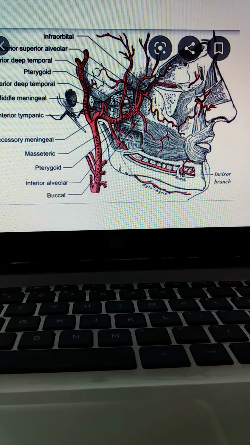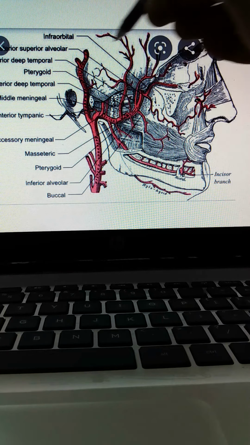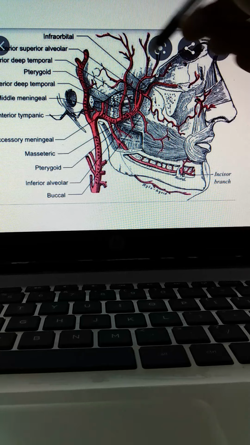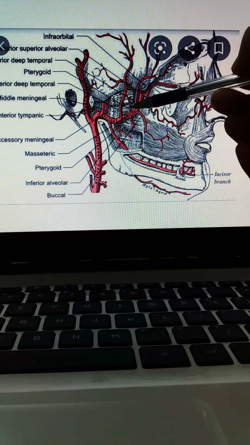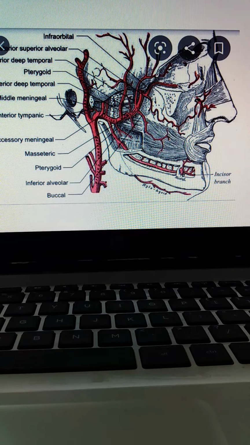These deep temporal arteries are divided into anterior and posterior. They ascend on the lateral side of the skull, just beneath the temporalis muscle. If you remember, you have a big fan shaped muscle here called the temporalis muscle. These temporal arteries are present just beneath it.